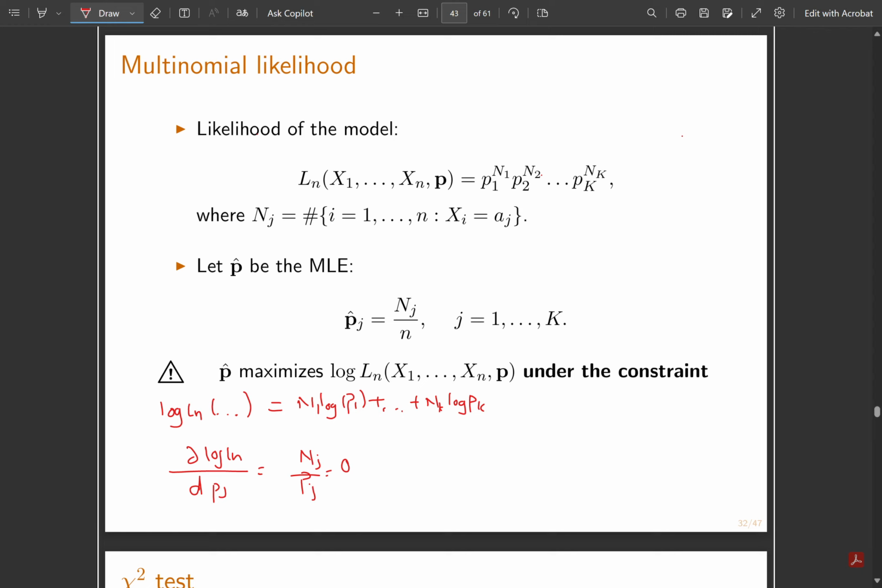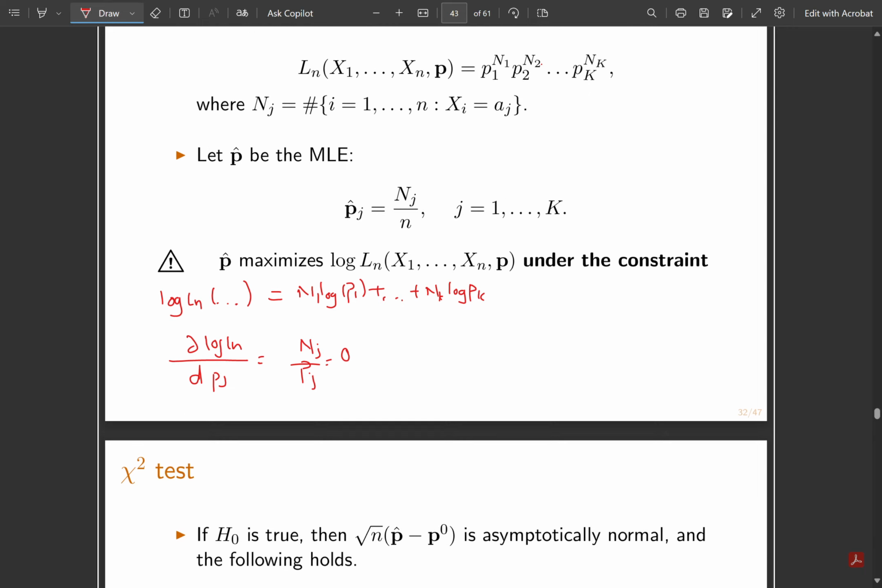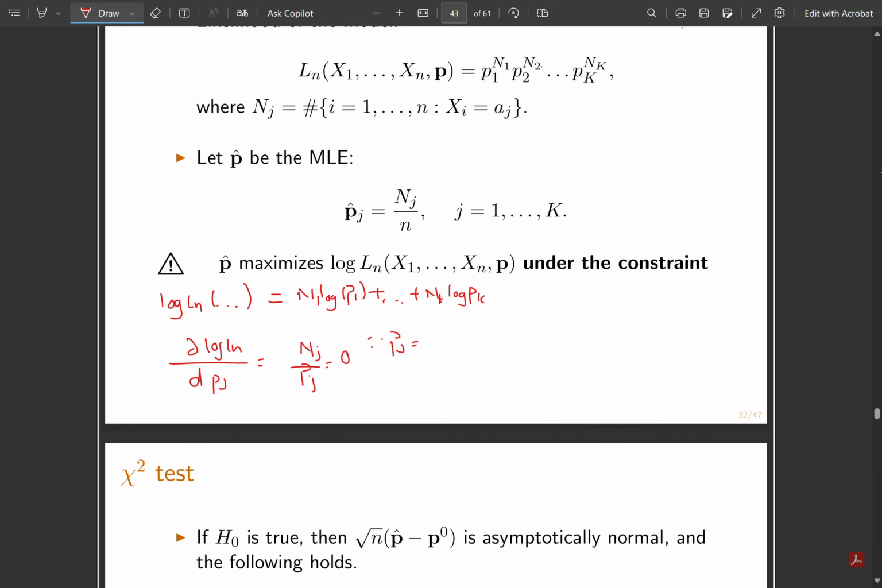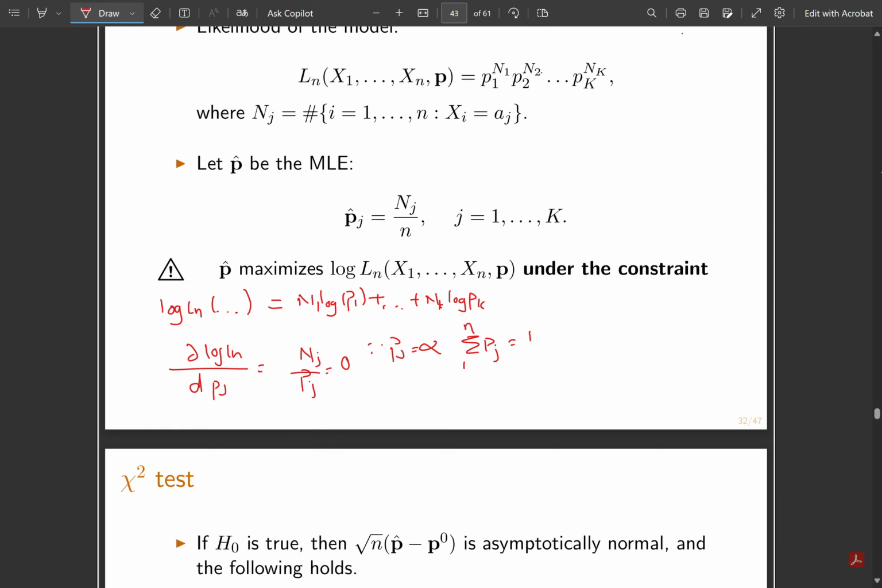Now, can you see what's the problem going on here? Think about it. The problem is that if you do this, it means pj is equal to infinity. But we know that the sum of the pj's, j from 1 to k, is 1. It's not infinity. That's a problem here.